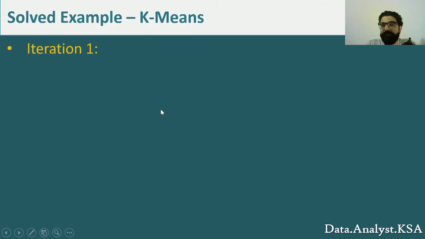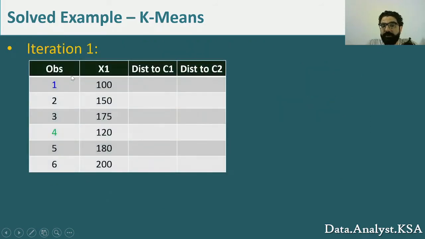So let's go through the first iteration. The observations are listed here, and the x1 value is listed here. We're going to calculate the distance to cluster 1 and the distance to cluster 2. As you remember, we started with point 1 being the cluster 1 centroid and point 4 being the cluster 2 centroid. So obviously the distance here and the distance here will be 0. But for the others, we will have to calculate the actual distance.